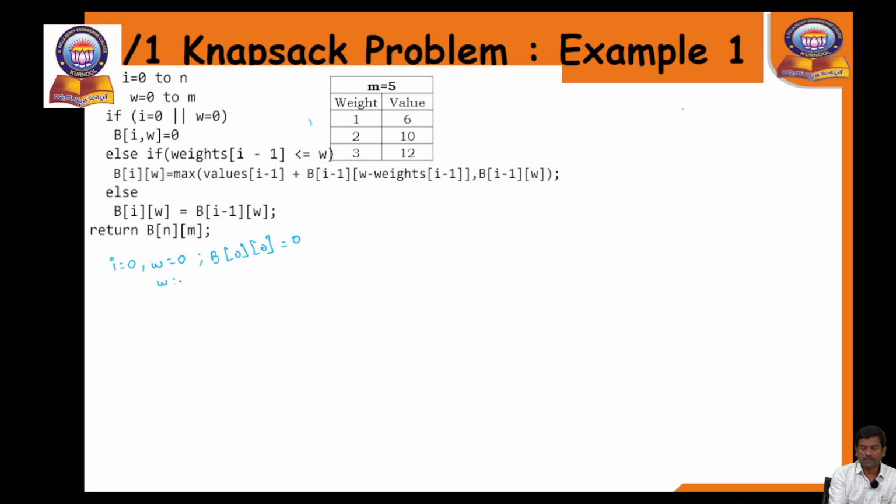In the same fashion, take w equal to 1, w equal to 2, w equal to 3, w equal to 4, and as well as w equal to 5. This indicates the maximum capacity. And you will be including b of 0, 1, where you get the value equal to 0, b of 0, 2, and similarly 0, 3, 0, 4, and as well as 0, 5, the values will be equal to 0.